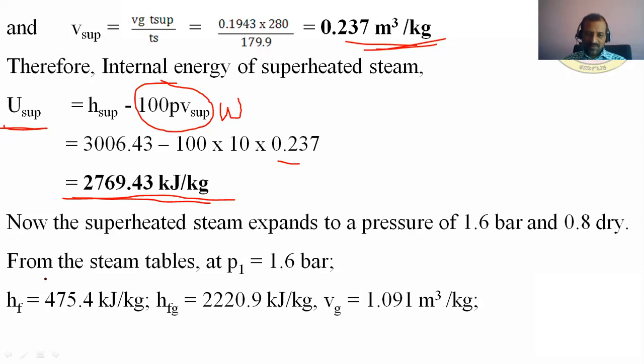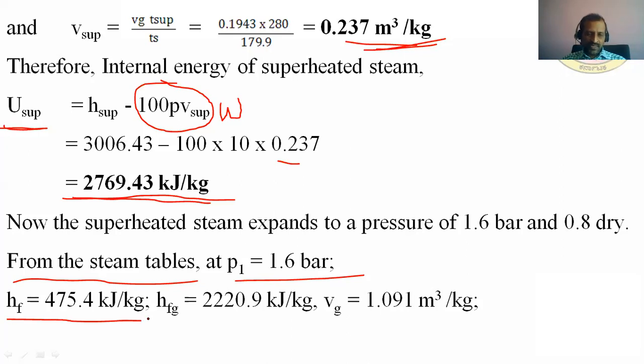So again from the steam table now, P1 is given in the problem as 1.6 bar. Initially it was 10 bar, after expansion it became 1.6 bar. So the pressure reduces now. So again go to the steam table, refer to 1.6 bar. Go to page number 9 in the steam table, 1.6 pressure column. Then move horizontally, and you will get HF as 475.4 kilojoules per kg. This is HF.